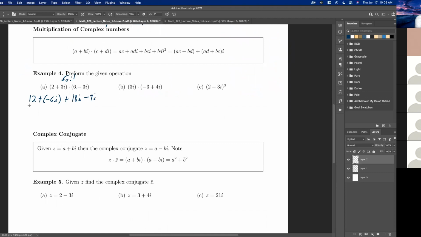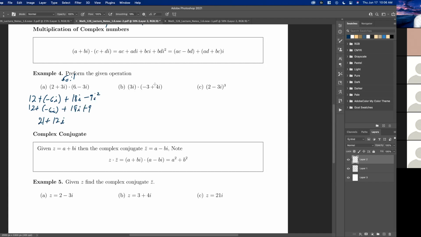Okay. So let's go ahead and just get everything down to the simplest power of i. So this i squared just becomes plus 9, because i squared is -1. Now we just add it up. So 12 plus 9 is 21 plus 12i. Okay, and that's complete.